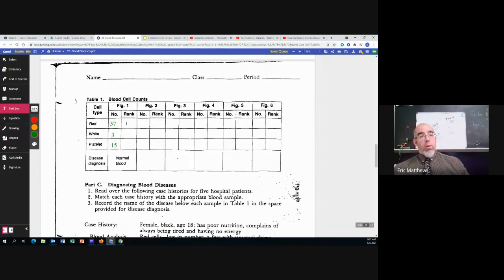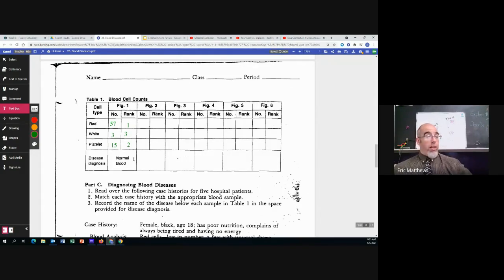All right, and then we want to rank them. The one with the most will always get number 1. The one with the second will get number 2. And the one with the least is ranked number 3. And then you want to complete that for all of these figures. Then we have to diagnose the disease.